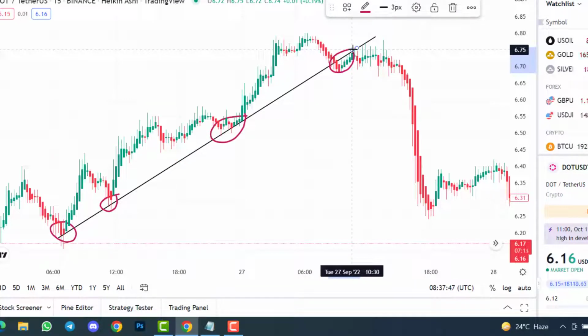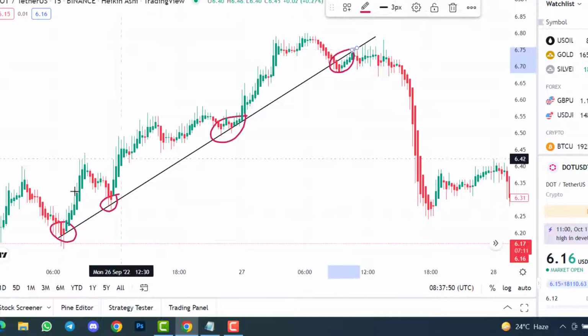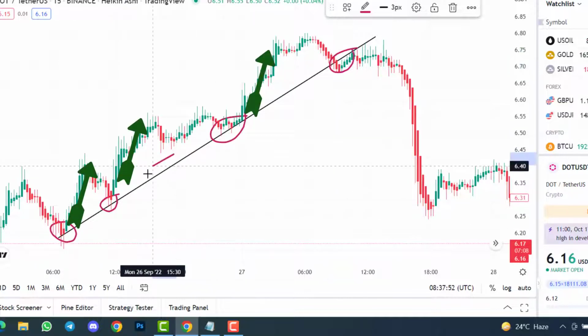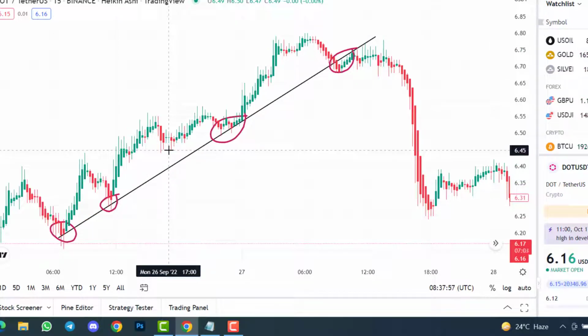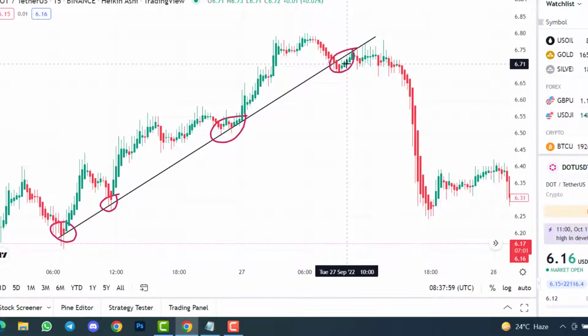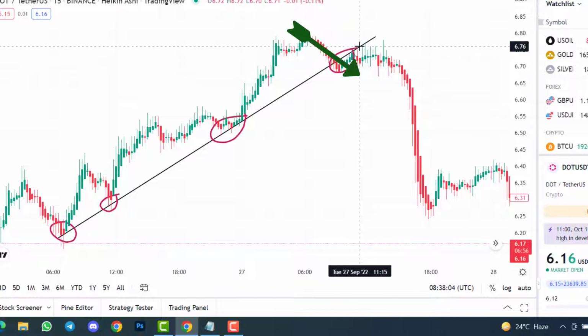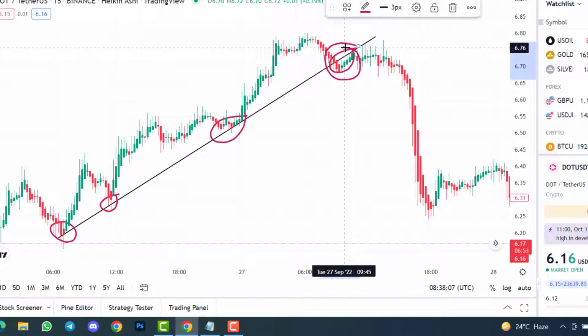So three times we bounced back from this support line, but the fourth time we just fell down. We could not bounce back from this support line. You can check in here. This is the fourth time that we touched this support line, but unfortunately we lost our momentum, we lost the buyer pressure. So now in here the price just broke down this support line and now the price just fell down.